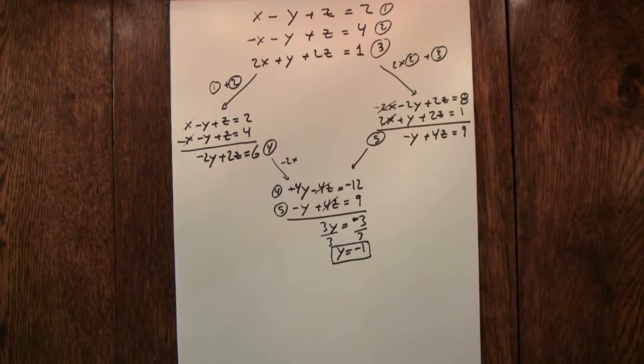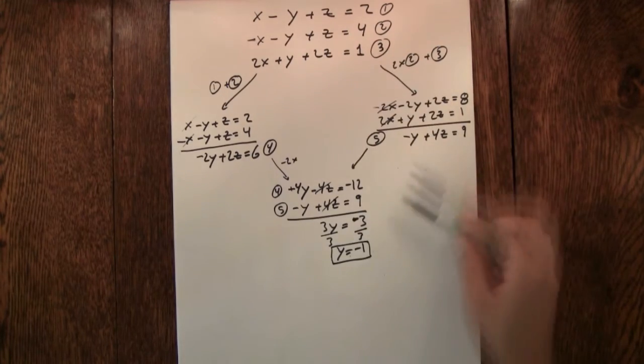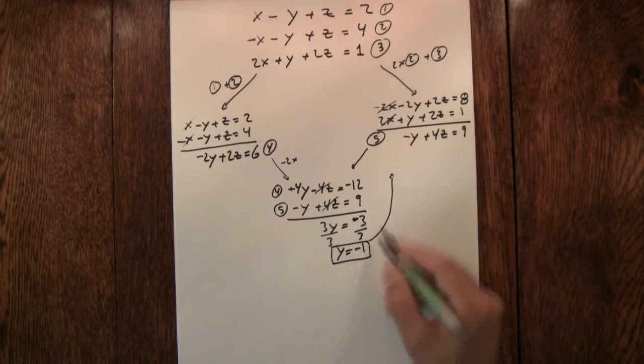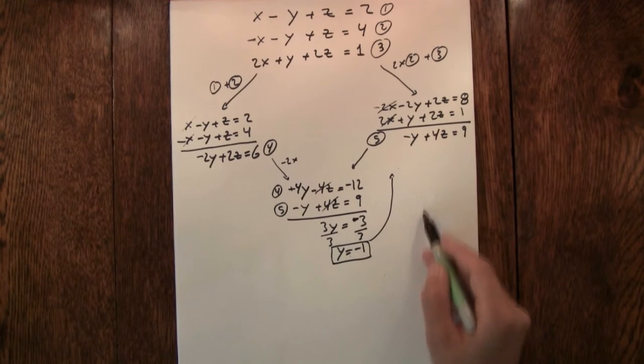So what we have right now is the y value. We figured out what y is here. What we need to do is find x and z. Now, we can't go directly from here to here. We need to do one step in between. We need to figure out what z is, right? So what we're going to do is bring this guy up here, y is equal to negative 1 here, and that's going to give us the answer.